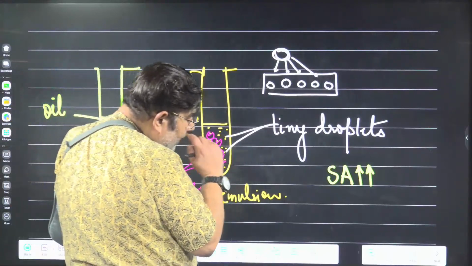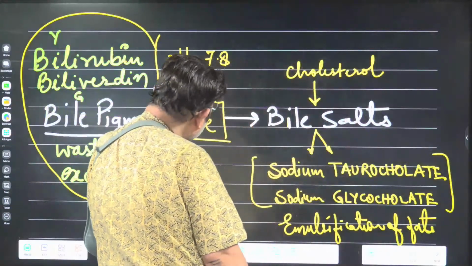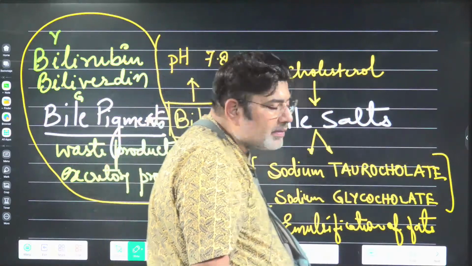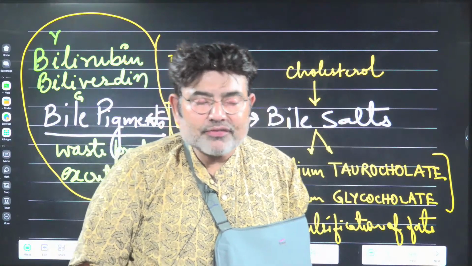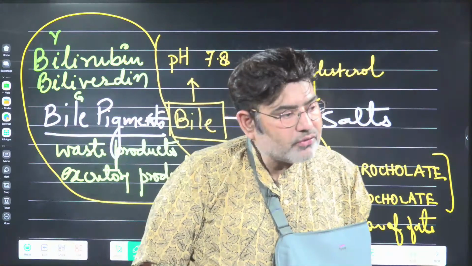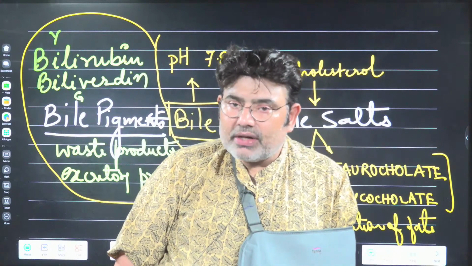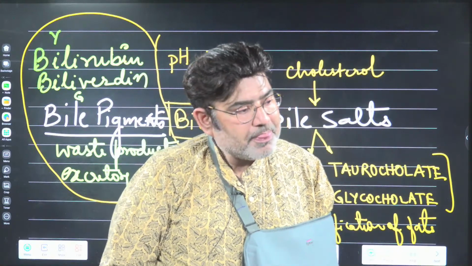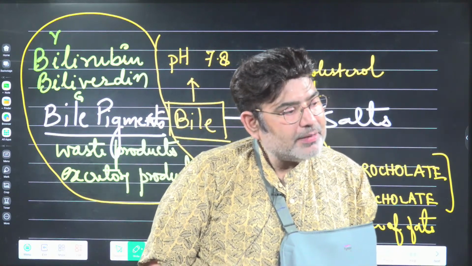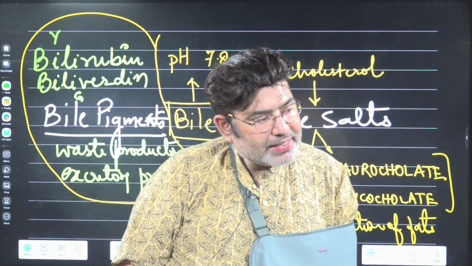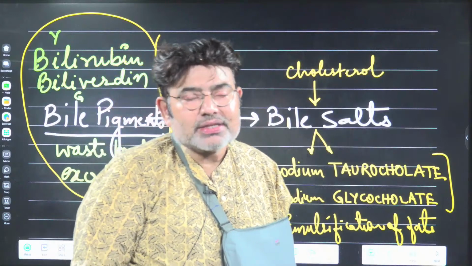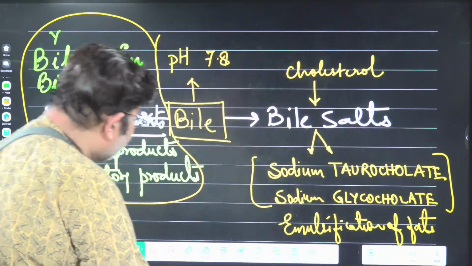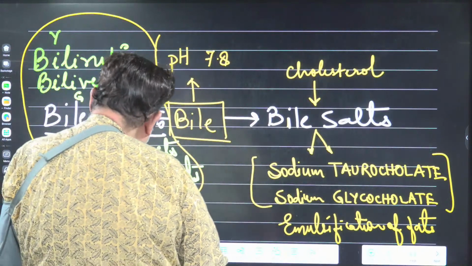Just understand bile salts. Statement: bile pigments cause emulsification of fats. True or false? You can just write F for false and T for true. Bile pigments help in emulsification of fats. And the answer is false. It is bile salts and not bile pigments. I hope this is clear.